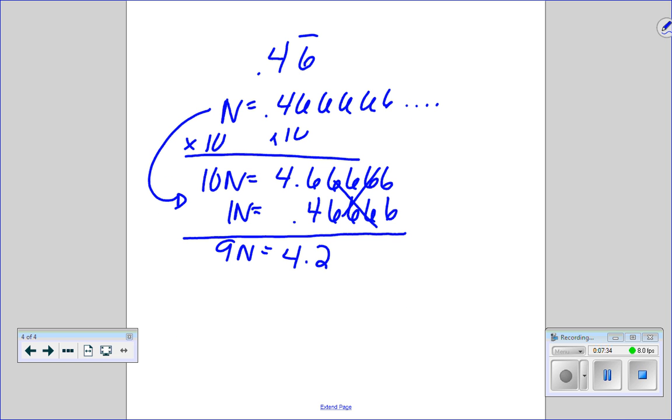How did I get 4.2? See how I subtracted? Some of the stuff on this side didn't cancel because 6 minus 4 isn't 0. I can't have a decimal in a fraction. What can I do to get a decimal out of a number? Let's just forget about the 9. How can I get a decimal out of 4.2? Not divide by, but multiply by 10, because then I can move it out. If I do that, I have to do top and bottom. Then it becomes 42 over 90.